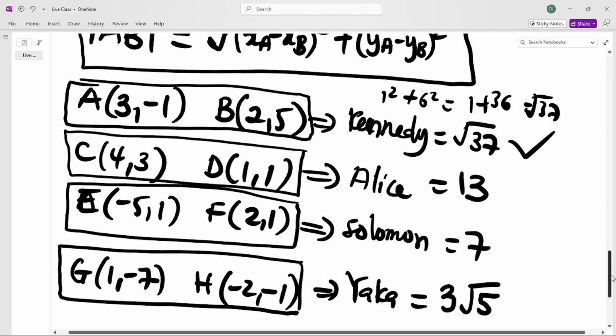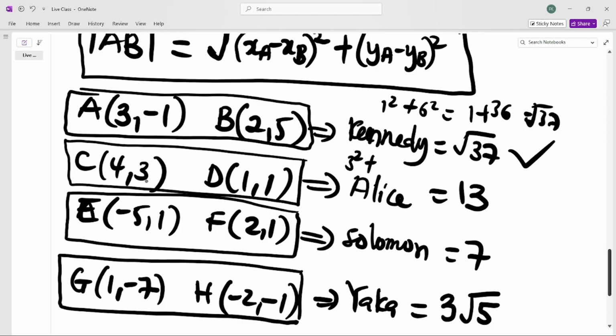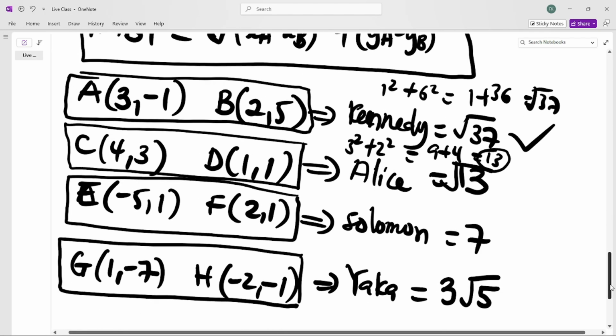Let me go to Alice. Alice is 4 minus 1, that will give you 3. 3 squared plus 3 minus 1, that will give us 2. That will be 2 squared. That will become 9 plus 4, which is 13. Alice, you forgot to find the square root after. Alice, can you hear me? You can leave it like that. You say square root of 13. Okay, so it's square root of 13.